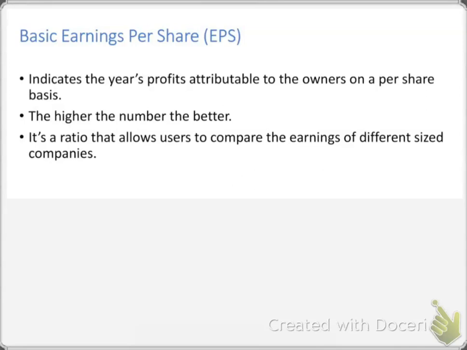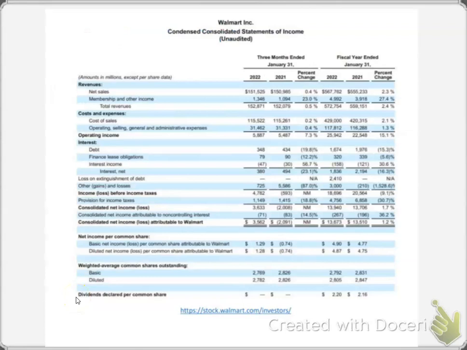The other thing I want to point out is if you see these slides, they say basic earnings per share. There is another calculation that companies do, which is called diluted earnings per share, but that's beyond the scope of this class. Here's an example of Walmart's financial statements.